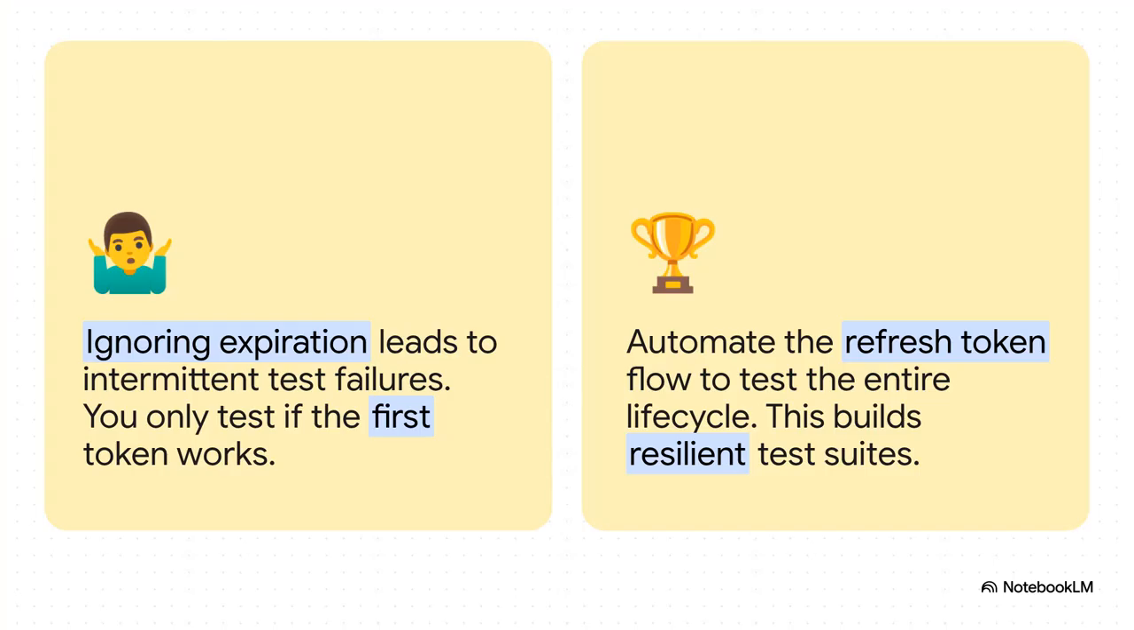So the rookie mistake is to test that first token generation and then just move on. But what happens an hour later when it expires? The pro move is to test the entire token lifecycle. You need a test that explicitly proves your application can use a refresh token to get a new access token without a hitch.